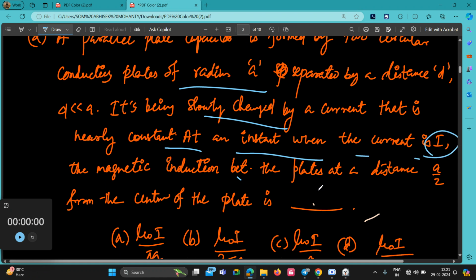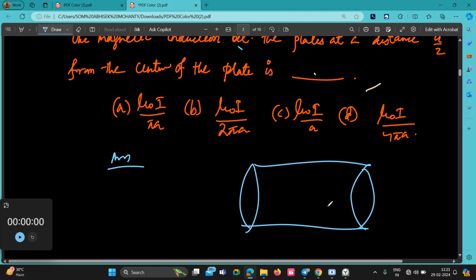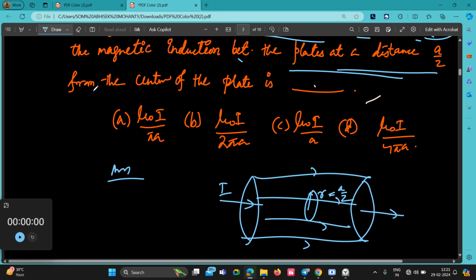Magnetic induction means actually magnetic field. So we have to find the induction between the plates at a distance a by 2 from the center of the plate. The diagram, if I draw, will be something like this. So current going in. Okay, so at a distance r from the center we have to find, isn't it? And r is actually a by 2 from the center of the plate.